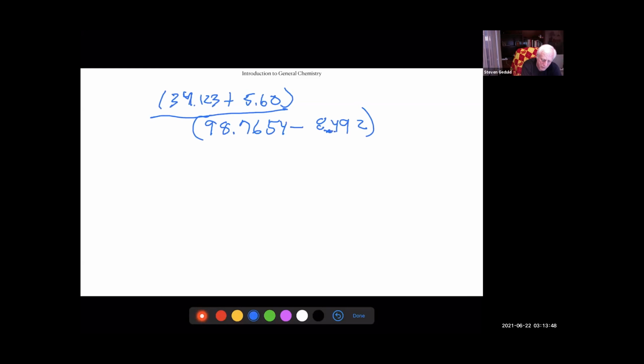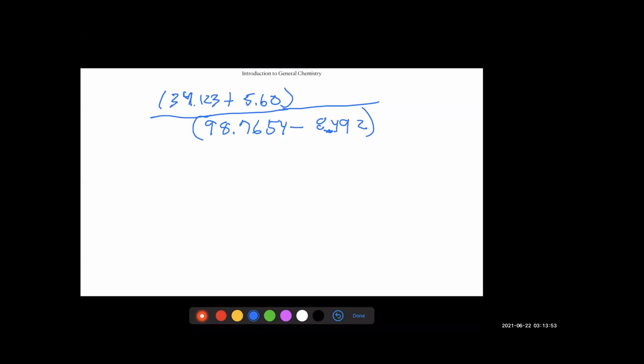So it's parentheses 34.123 plus 5.60, over 98.7654 minus 8.492. 8.492. Correct. All right. So do the top first.